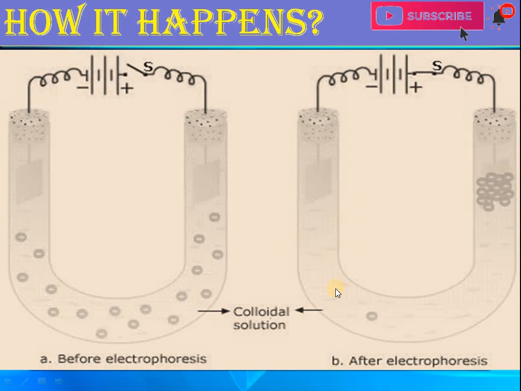Similar thing will happen when we have a colloidal solution carrying a positive charge, but at that time the colloidal particles will migrate towards the negative electrode. So this is what happens in electrophoresis, and that is why this technique is known as a migration of ions.